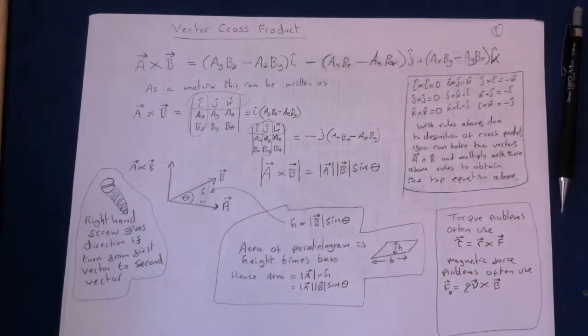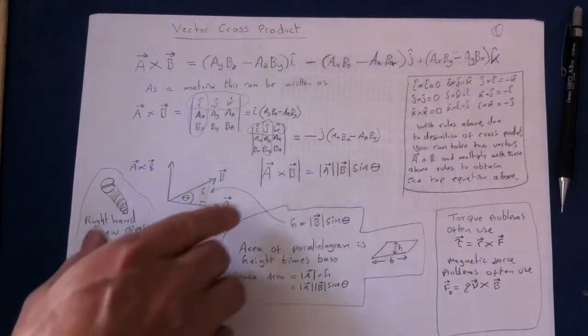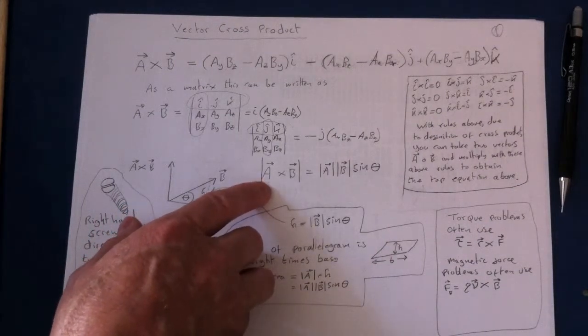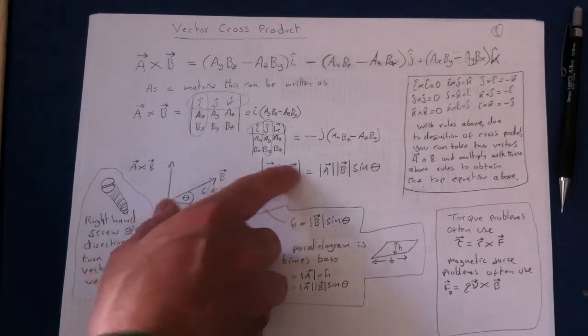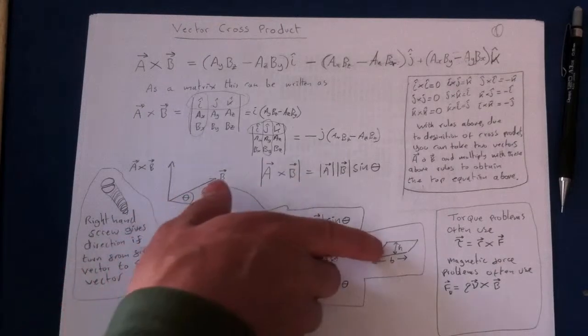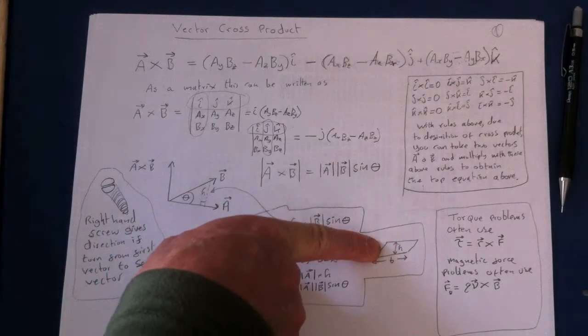So that's interesting. What we're saying is that when we find the A cross B vector, the magnitude of it is equivalent to the area of a parallelogram.